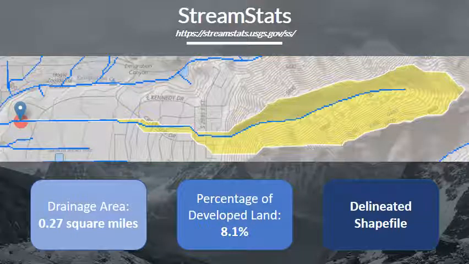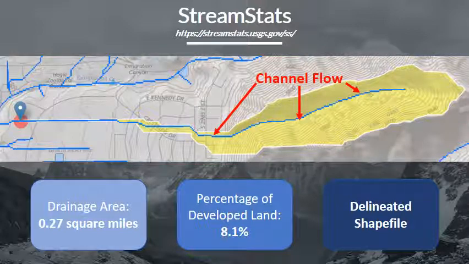I used many tools to help me on my project, with the first one being StreamStats. All I had to do was punch in the coordinates and out came a nicely delineated watershed that I could use for my analysis. StreamStats also provided me the area, percent of developed land, and the downloadable shapefile. It also showed me where the channel flow occurred within the watershed.